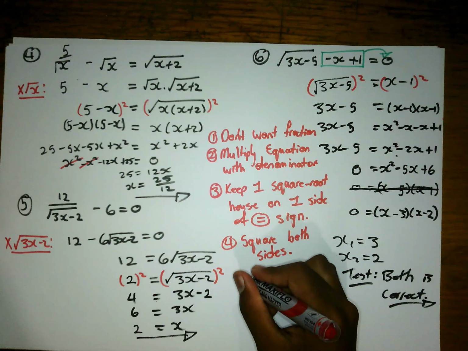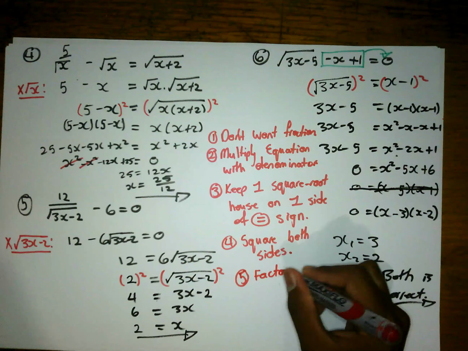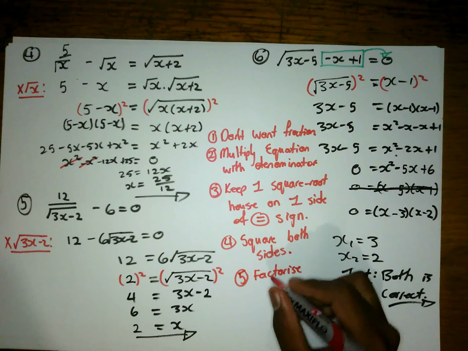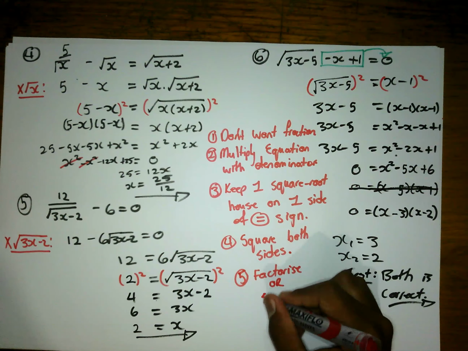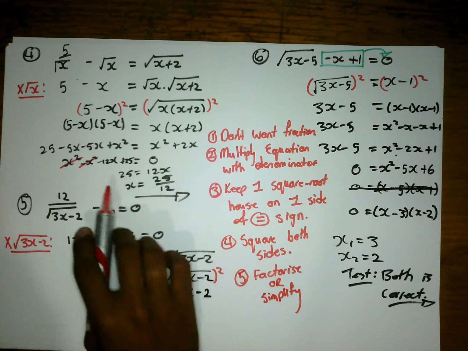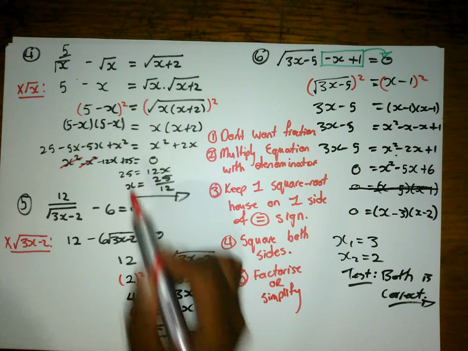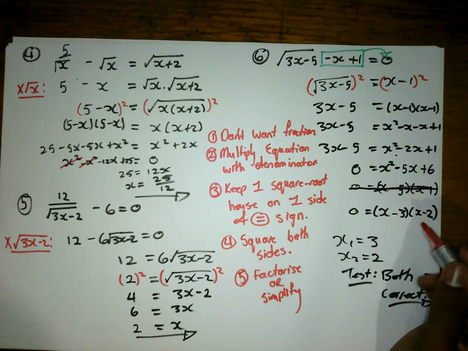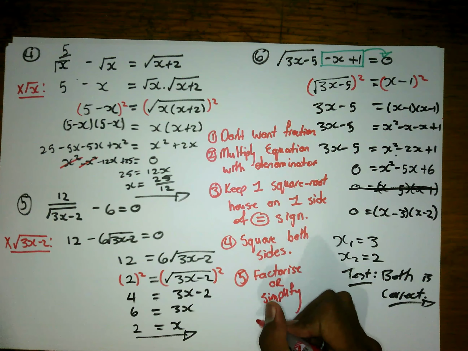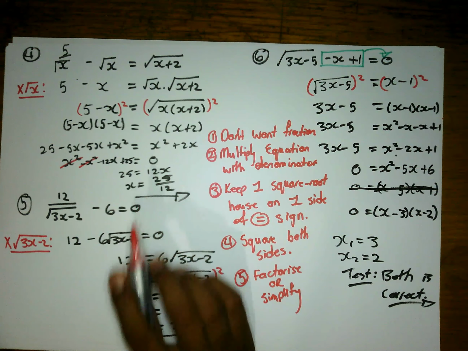Then number 5 is factorize or simplify. I'm saying simplify because here both x squares cancelled, so we didn't factorize, we just simplified nicely. Then the others we all factorized. Then here we only have one x value, so we didn't test anything. Here we didn't test anything also because it's only one x value.